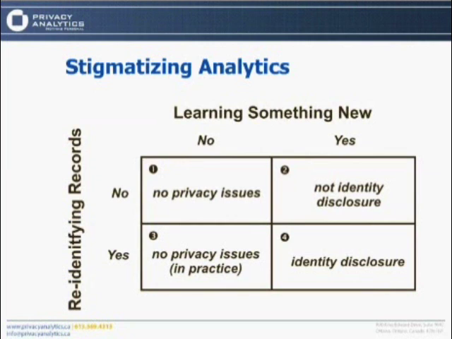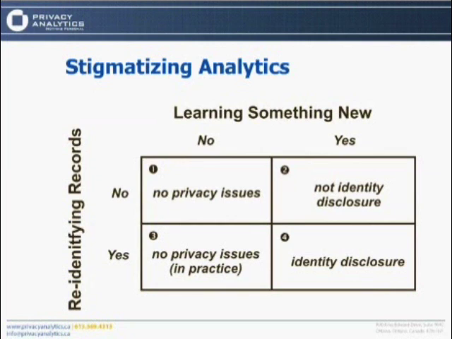So you don't actually learn something new through the data release because the information was already known. So that's an example of re-identifying a record that was released but not learning something new. In practice, that has not been considered a privacy issue, and regulators have permitted the disclosure of this kind of data, even though an individual can be identified.